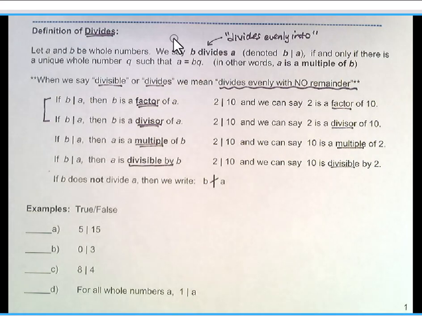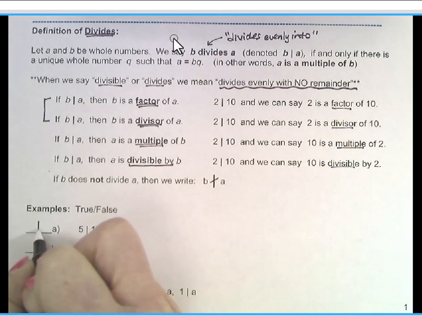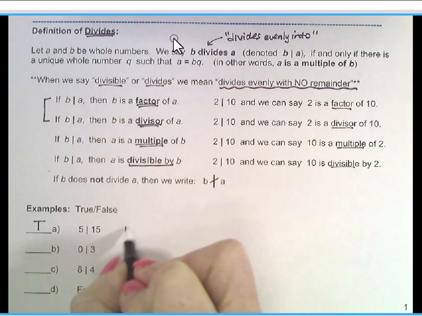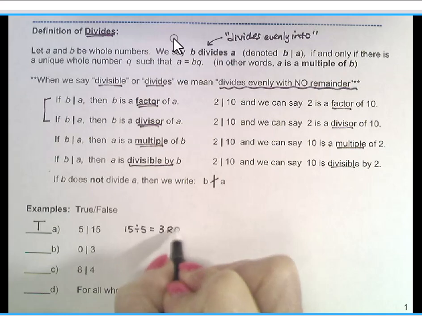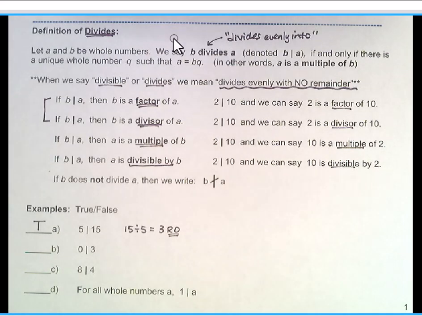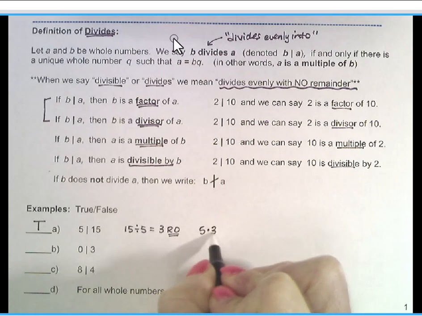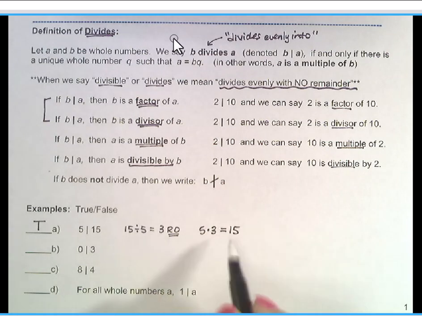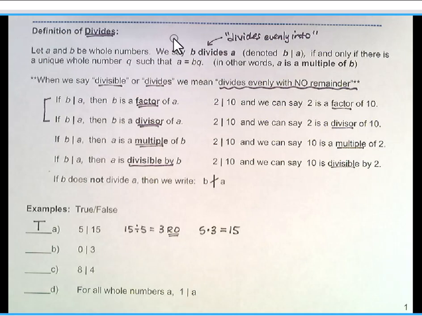So let's try a couple true-false. The way this reads is 5 divides 15, and we want to know if that's a true or false statement. Well, that should be true because if you take 15 and you divide by 5, you get 3 with a remainder of 0, and that means it divides evenly, right? Also, another way to say it is if you take 5 and you multiply it by 3, you get 15. So that makes 15 a multiple of 5. So this is true.